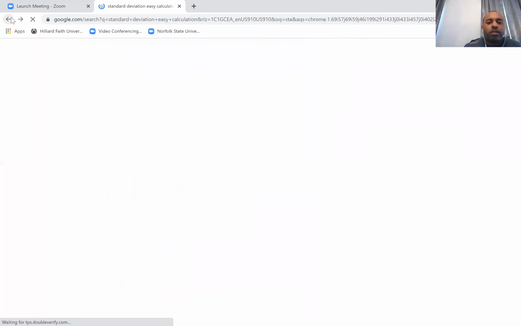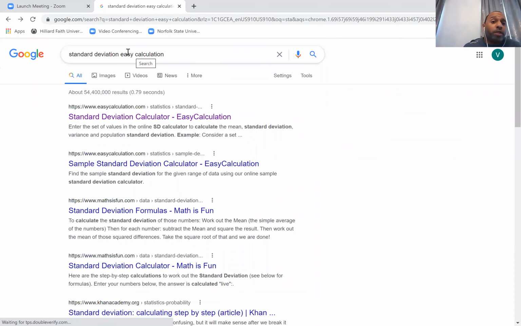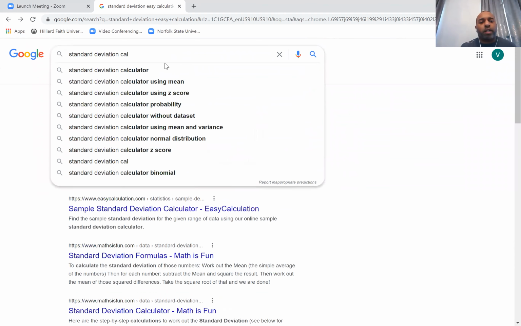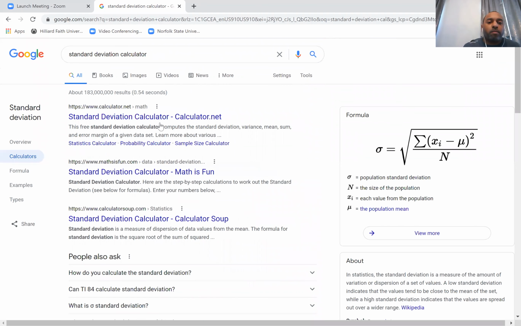So once again, you would just Google standard deviation. You can either do standard deviation easy calculation if you want to use easycalculation.com, or just standard deviation calculator, and stuff will pop up. Once again, you can use apps. There are some free apps that you can use as well. If you're doing more than just typing in the data values and hitting enter, then you're doing too much. You just want to be able to type in the data values and hit enter. See right here, there's our formula actually for it.